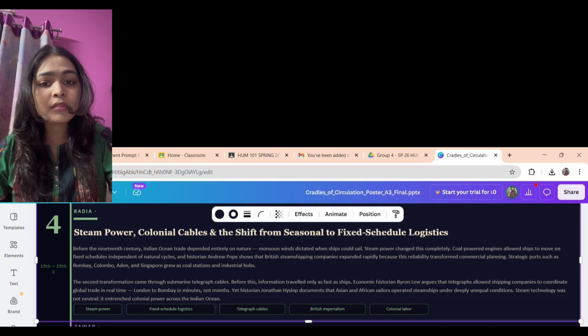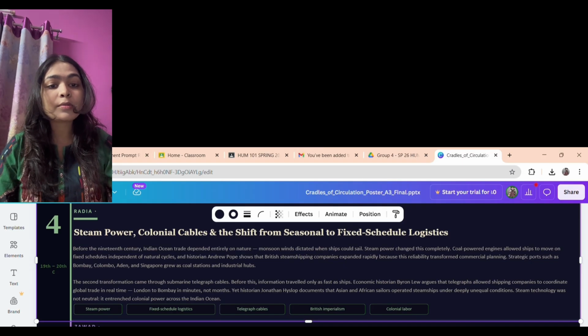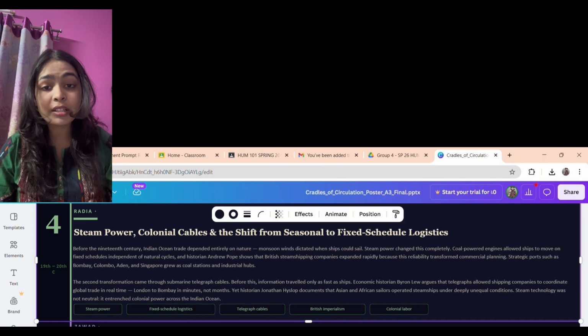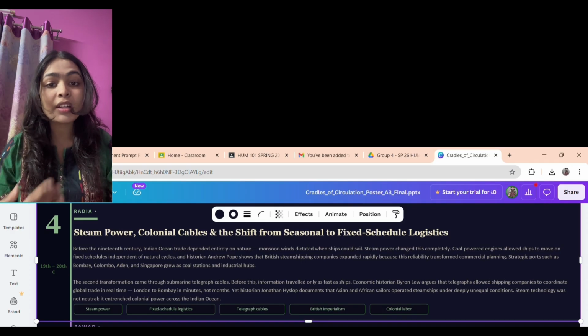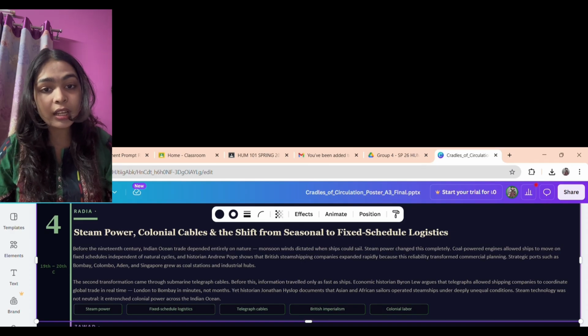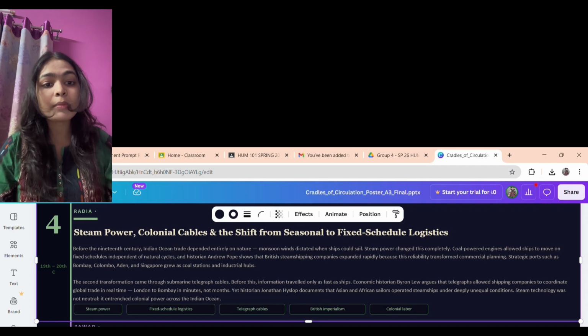In my opinion, this was not simply a technological improvement in transportation. Steam power fundamentally changed the balance of economic and political power in the Indian Ocean.